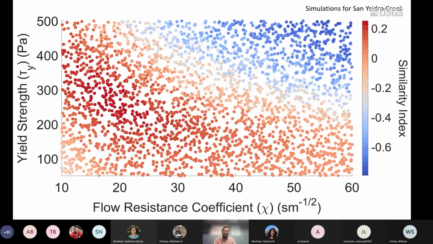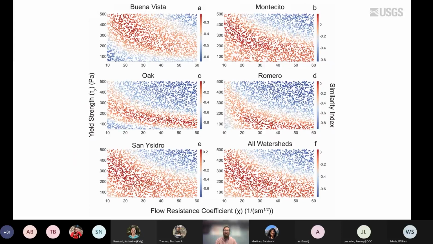We observe this not only in San Ysidro Creek, but at all 5 individual watersheds, as well as the entire 5 watershed data set as a whole. So you'll see that, while the relationship and the values move throughout the parameter space, we always get this nonlinear relationship, or what we fondly refer to as the red banana, in all of these simulations. And we see this outside of Southern California as well. So this suggests that you might not need to calibrate a specific value for the flow resistance coefficient and yield strength. Rather, you might be able to calibrate a range that can be applicable in a certain region.